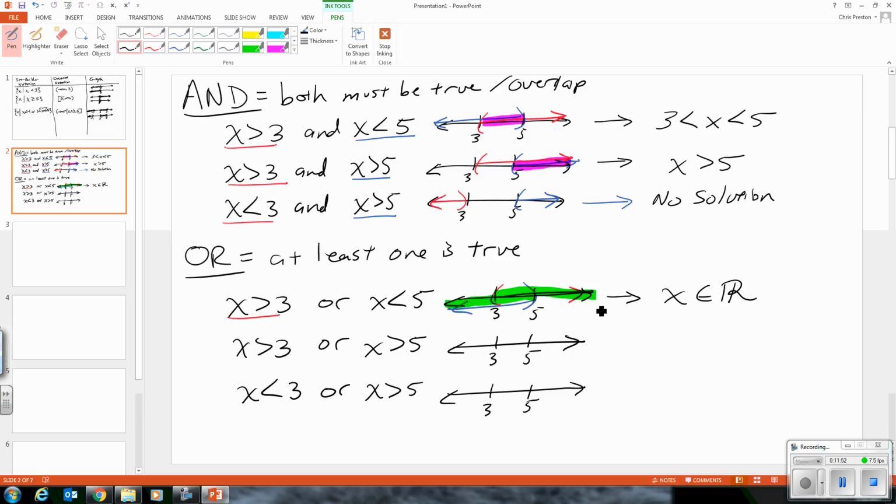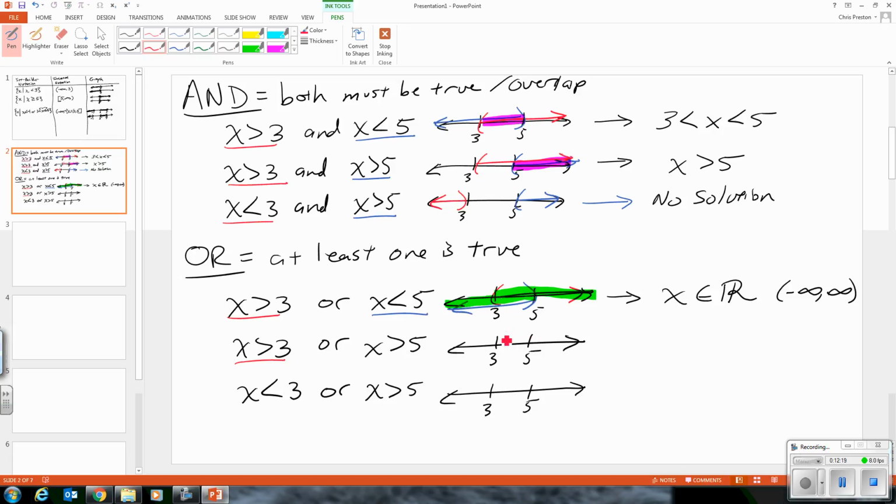All real numbers, another way of saying that. If you want to use interval notation, you can say it goes from negative infinity to infinity. That's another way of saying all real numbers. All right. So at least one of them is true everywhere. Now there's some that are true in the middle that are true for both of them, but that's not a requirement for the word or. Or just requires at least one of them is true. And in this case, everywhere at least one is true.